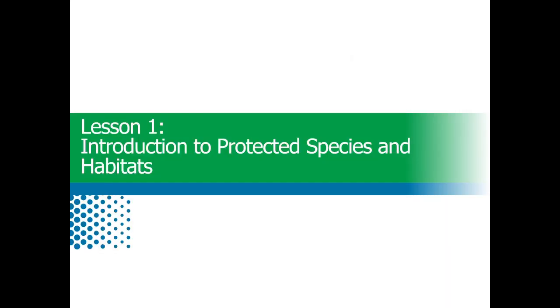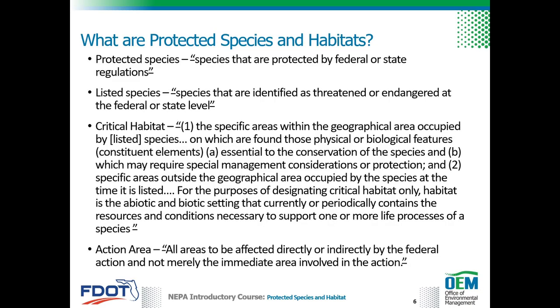Before we delve into the process for determining the effects of FDOT's projects on protected species and habitats, it is important to understand the historical context that led to the protection of these resources. First, let's define some of the terms that will be used throughout the rest of this training. The term protected species is used as a general term for species that are protected by federal or state regulations. When the term listed species is used, it refers to species that are identified as threatened or endangered at the federal or state level.